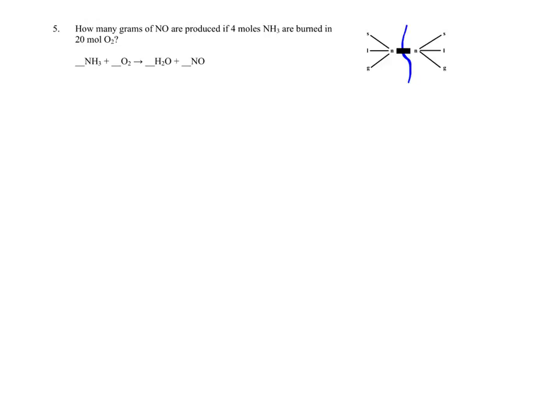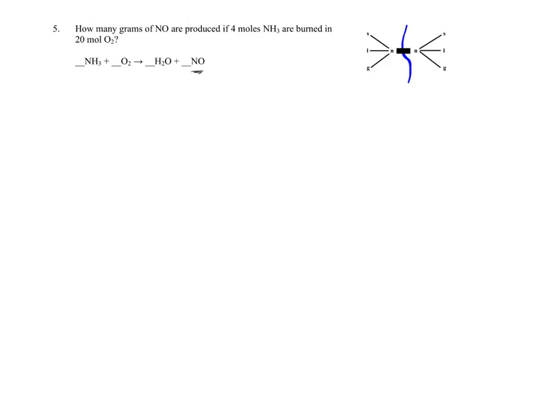All right, in this question we are asked how many grams of nitrogen monoxide are produced, that's this stuff, if 4 moles of ammonia are burned in 20 moles of oxygen. Okay, let's balance things first.